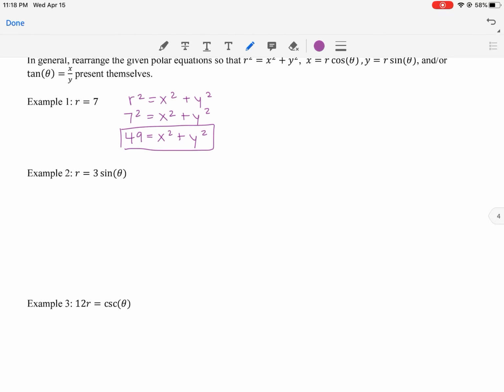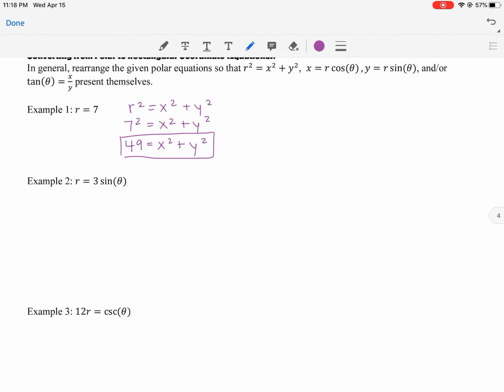This next one, similar idea. We want to try to get r squared there somehow. Unfortunately, if we just squared this side and we squared this side, we'd have 9 sine squared of theta. That doesn't really help you, because when you plug it back in, you'd have 9 sine squared theta equals x squared plus y squared, and that's a mess, right? We've got these trig functions with theta on top of our x and y's, and ideally we just want this equation in terms of x and y.